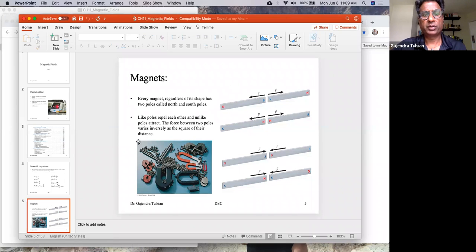The force between two poles varies inversely as the square of the distance. What that means is if you double the distance between these two, the force will decrease by a factor of 4.